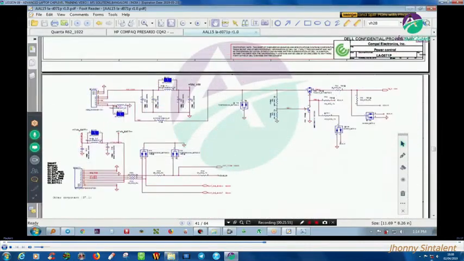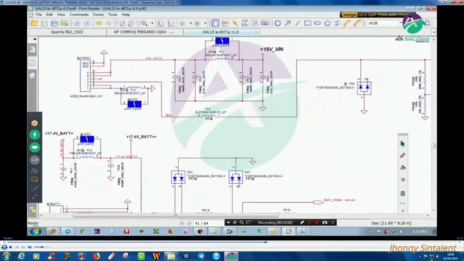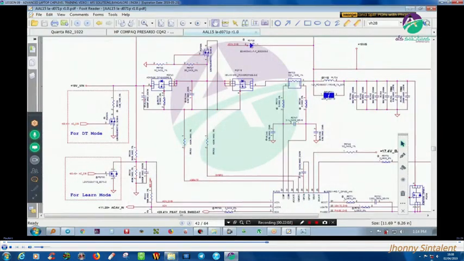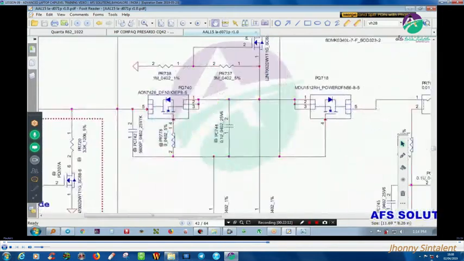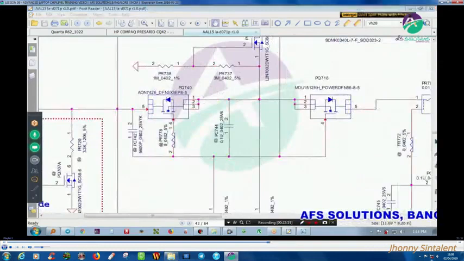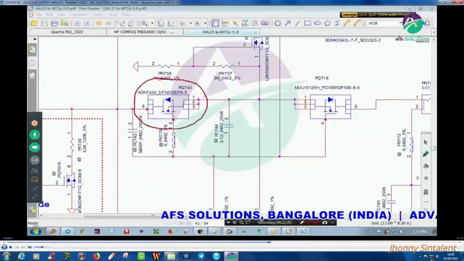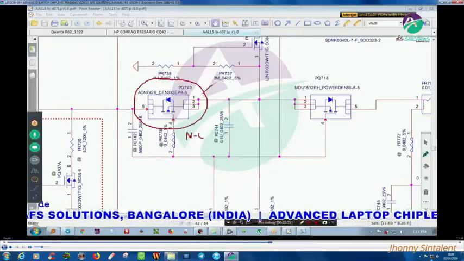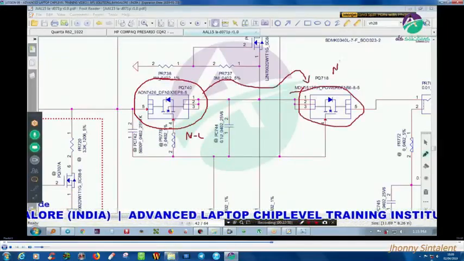So I think from here the DC jack is starting. This is my DC jack, and the adapter presents 19 volts. I am getting 19 volts after passing a coil. This 19 volts is passing to the first MOSFET, and this is an N channel, and from this it is passing to one more MOSFET, which is also an N channel.